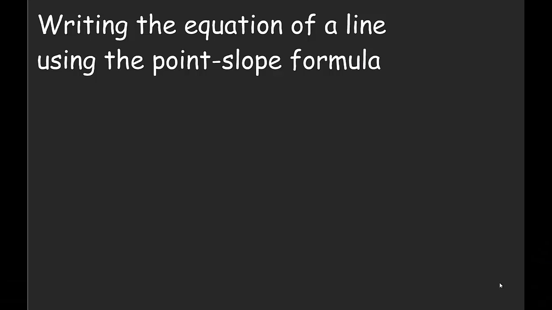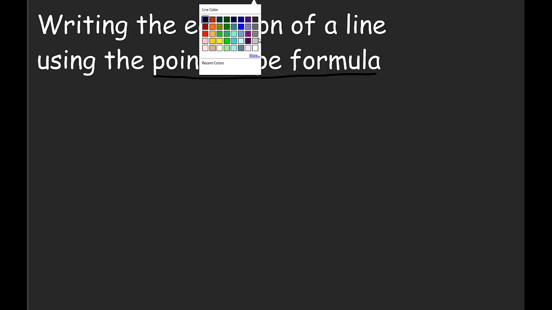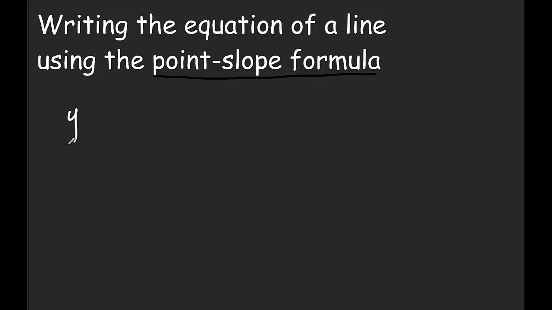Okay, for this video, we're going to talk about the equation of a line. Specifically, we're going to talk about what we call the point slope formula. All right, and the point slope formula is very simple. You've used it before in previous courses, but it's the one we primarily use in this course. And it looks like this.